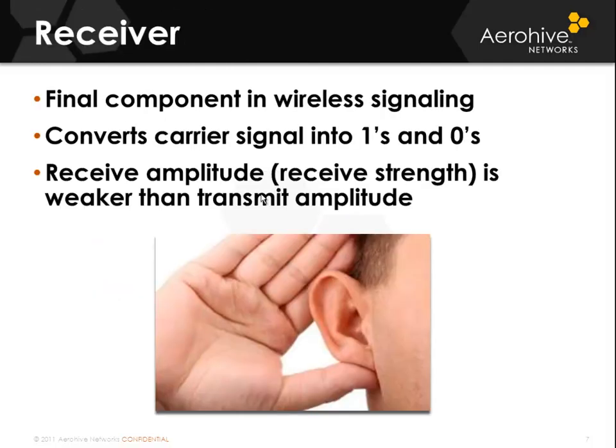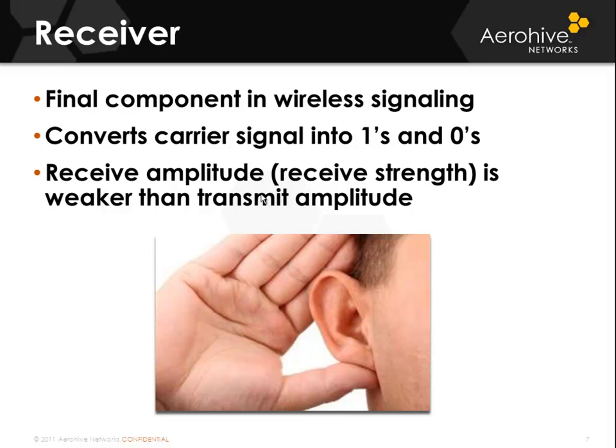The receiver. The receiver is the final component in the wireless medium. The receiver takes the carrier signal that is received from the antenna and translates the modulated signals into a series of ones and zeros. It then takes this data and passes it to the computer to be processed. The job of the receiver is not always an easy one.